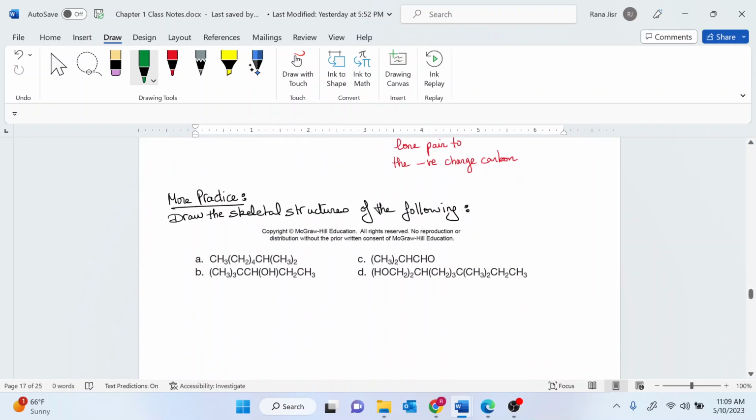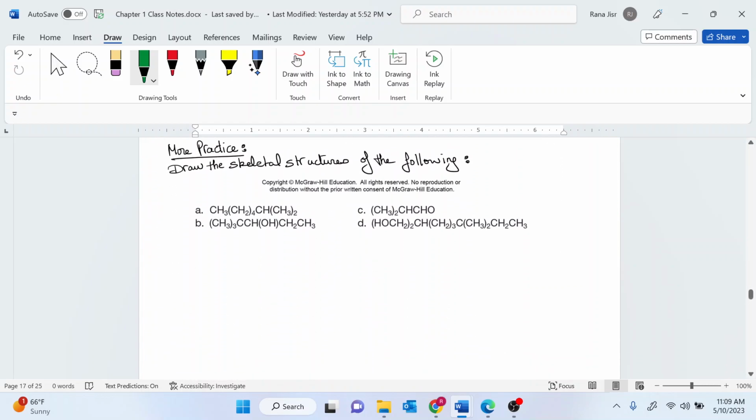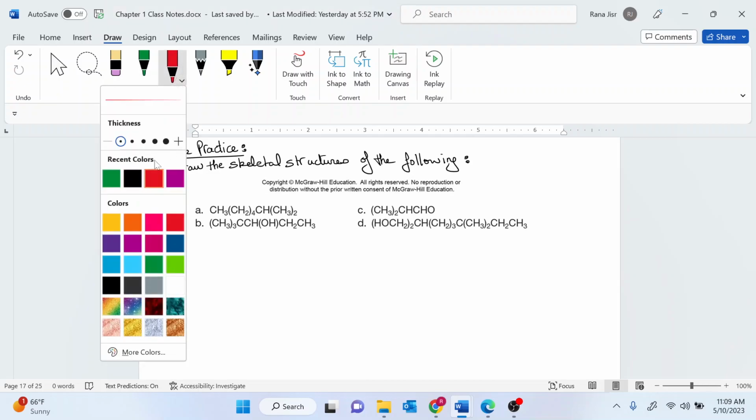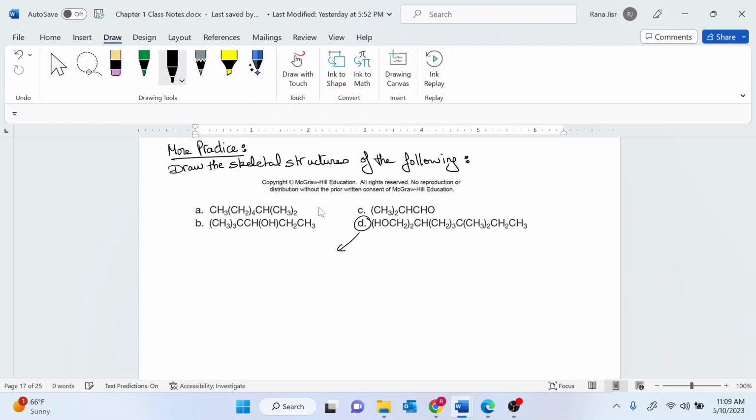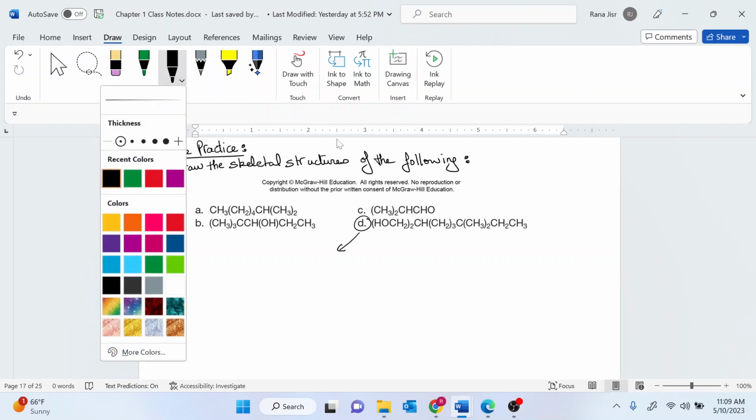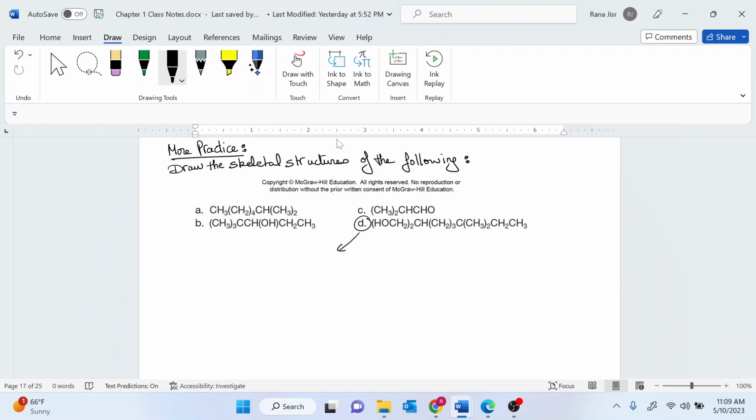Okay, there are more additional practice problems. Let's go ahead and try to solve a couple of those. So let's do D, for example. We're going to go ahead and draw the skeletal form. As we said, for the skeletal form, we're just going to ignore every single carbon that belongs to the parentheses. And now I'm going to draw these four carbons in here. Okay, and then I'm going to connect them together.